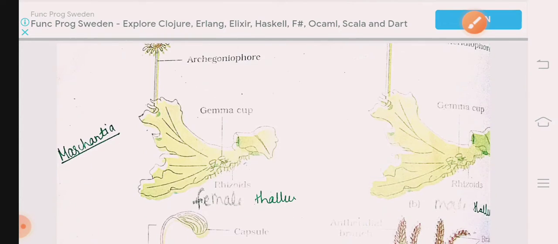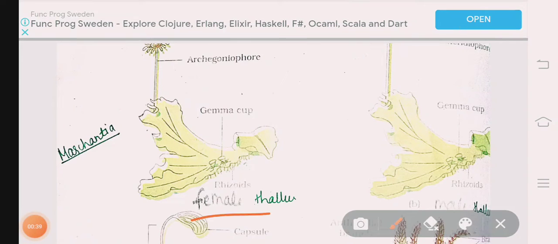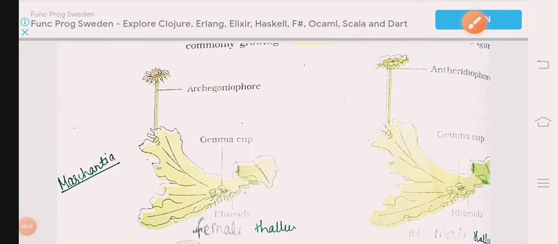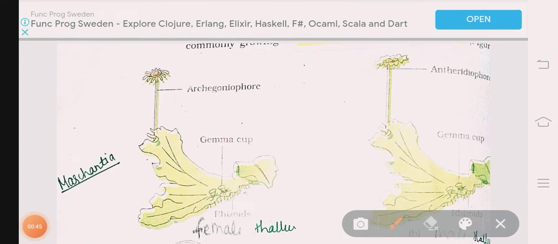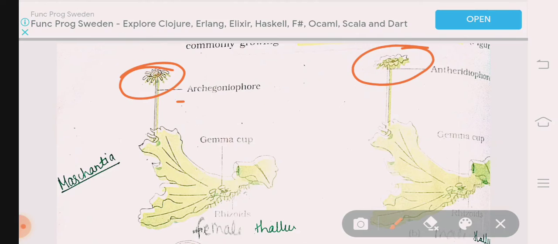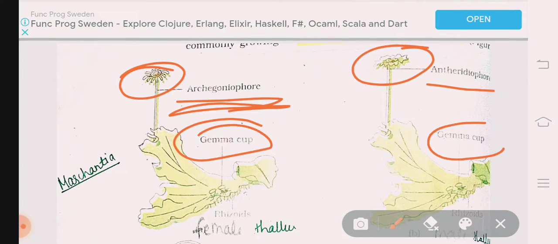So this is the male thallus, and this is the female thallus. The main difference, how could you identify which is male and female? See, in female the flower is made properly, and in male it is not made properly. In female there is archegoniophore, in male there is antheridiophore. In both of them there are gemma cups and rhizoids, which are your roots.